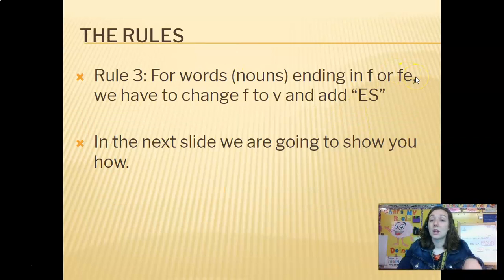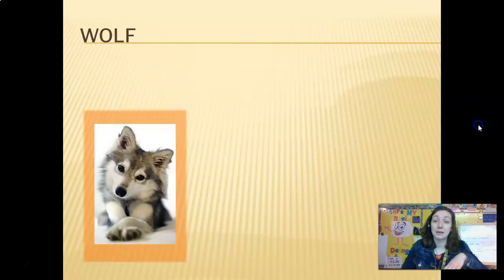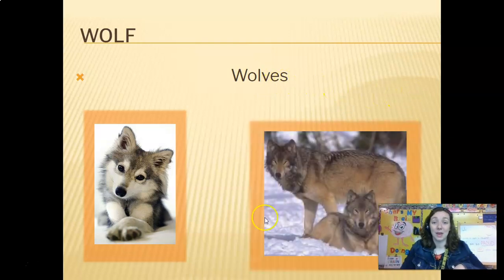Okay? So another rule that's kind of interesting is for nouns ending in F or FE. You have to change the F to a V and then add the ES like we just talked about in the last slide. So for example, wolf ends in that F. Okay? So it becomes wolves. See how that F became a V? And you have to add that ES to it. Okay, wolves.